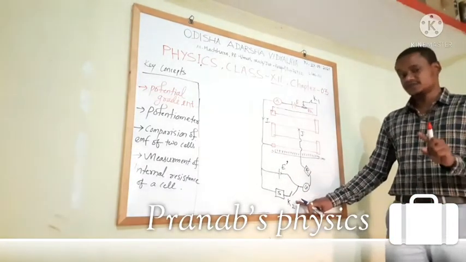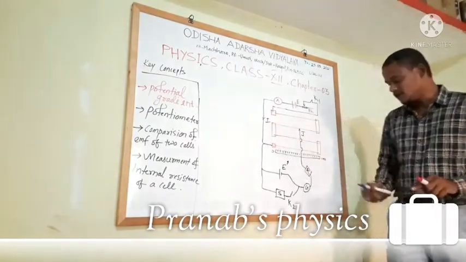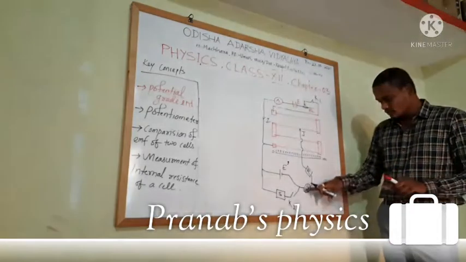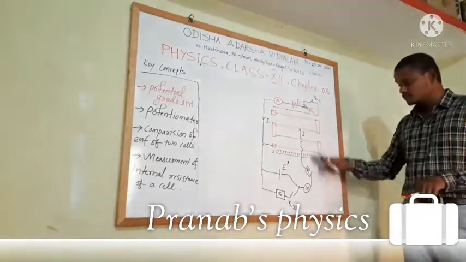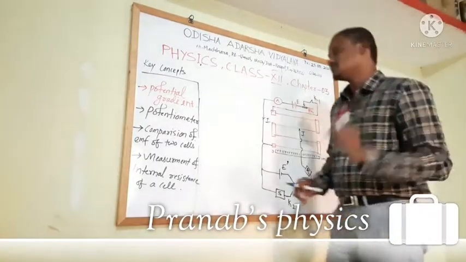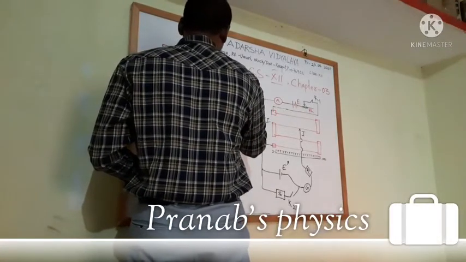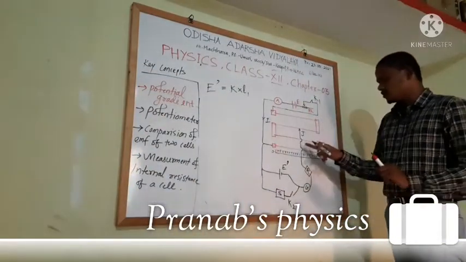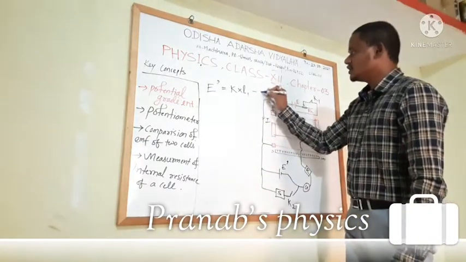You know what to do first. Switch on key K1 and with the help of the rheostat, make the current constant. Now part 2. Take E prime, switch off key K2, move the jockey, and read the galvanometer current to be 0. At galvanometer current 0, you get E prime is equal to constant into L1. Suppose at length L1 of this wire you get galvanometer current 0. So E prime is equal to K into L1.